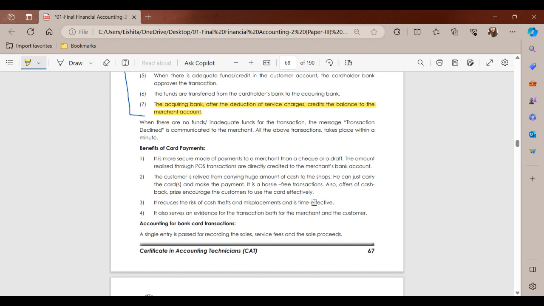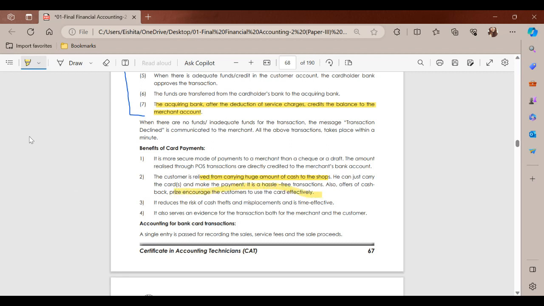The customer is relieved from carrying a huge amount of cash to the shop. He can just carry the card and make the payment. It is a hassle-free transaction. Also, offers of cashback prizes encourage the customer to use the card effectively.